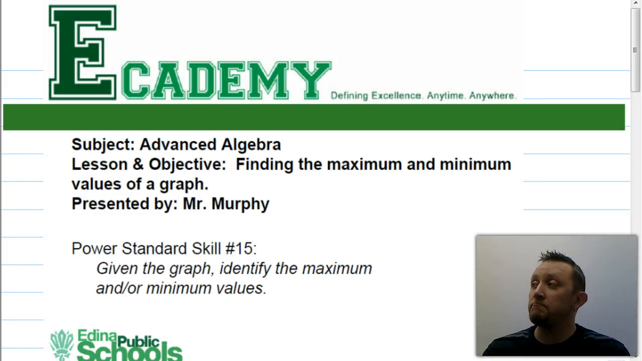So there you have it. There's your power standard number 15. Hopefully that made sense to you. The idea of having an absolute maximum and an absolute minimum is that they are the absolute highest or lowest points. Hopefully a relatively simple concept. And with that, good luck on those future power standards.